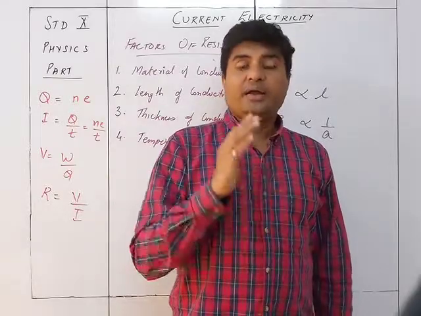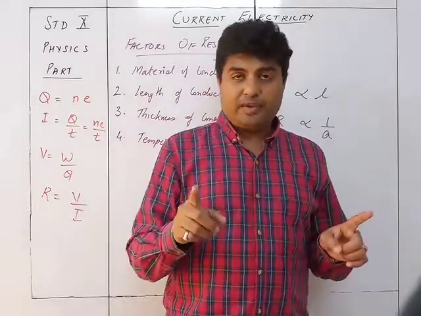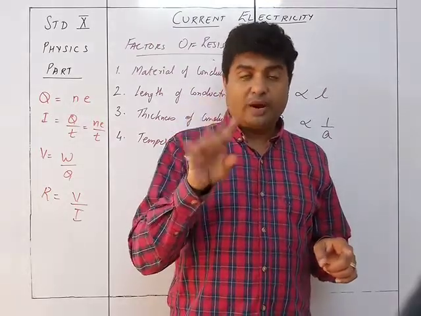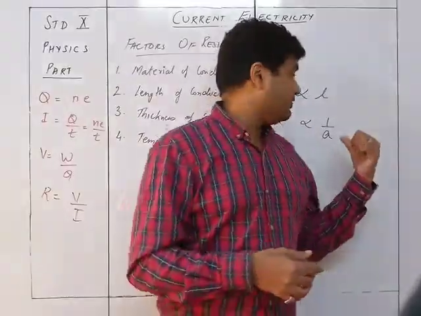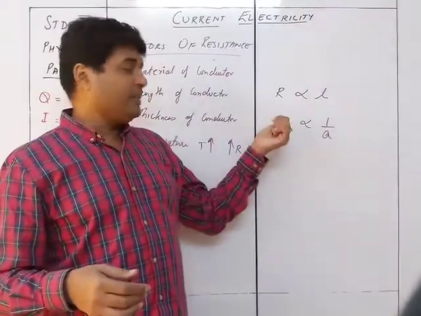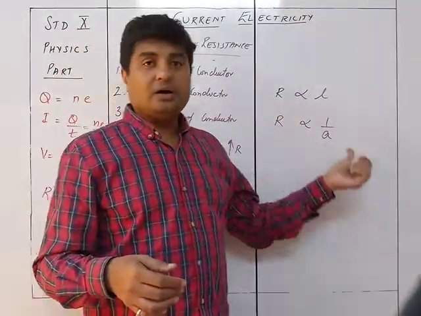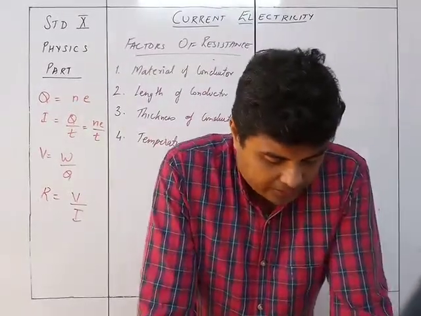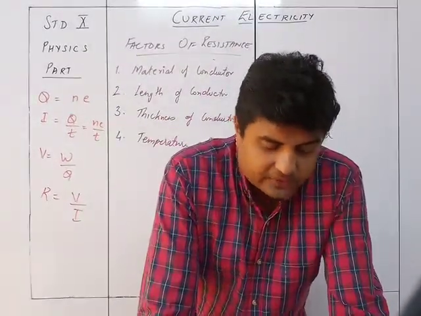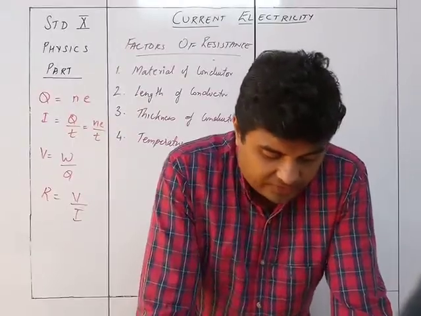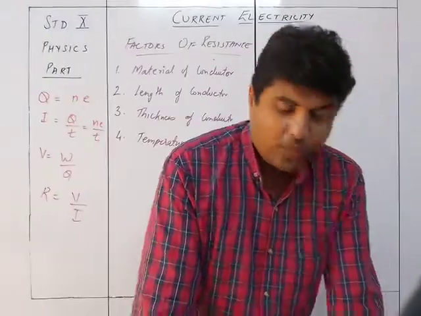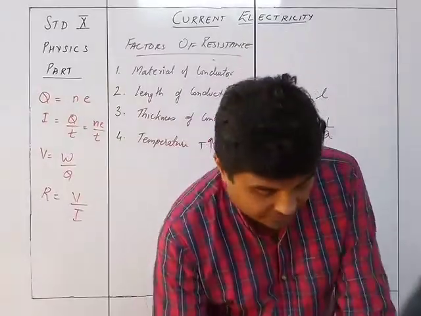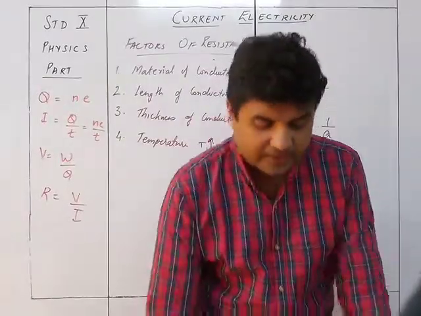So that's why, if the length remains the same and the radius of the conductor is doubled, the cross section becomes 4 times, and the resistance will be 1/4. And if the radius is tripled, the cross section becomes 9 times, the resistance becomes 1/9 and so on. So that is the relationship over here.